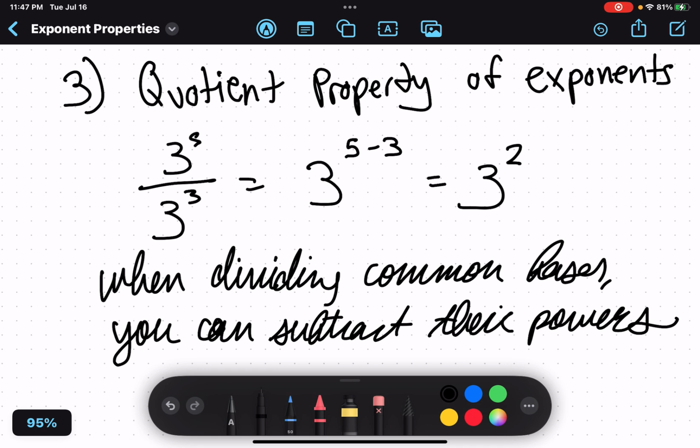It's as easy as that, because 5 is the power in the numerator, 3 is the power in the denominator. The power on the top is always the one subtracting the power on the bottom. 5 minus 3 is 2. So that could be rewritten as 3 to the power of 2. Very easy. Very simple.